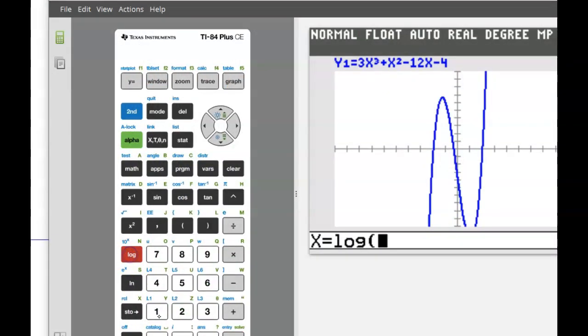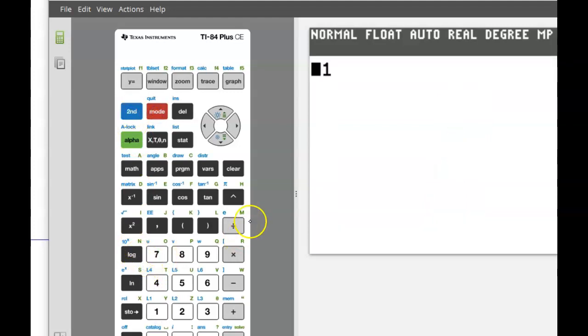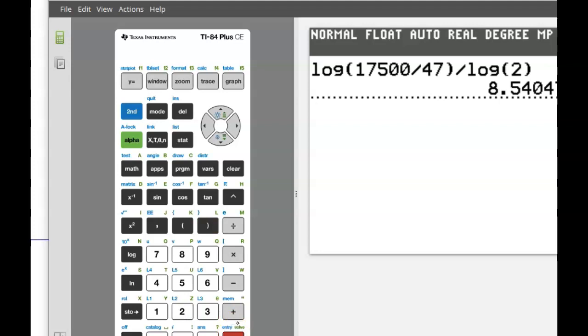So I have the log of 17,500, and then close parenthesis, divided by the log of 2. 8.54, anybody?